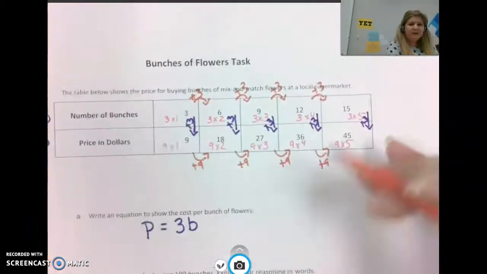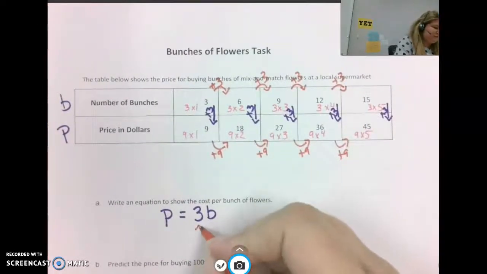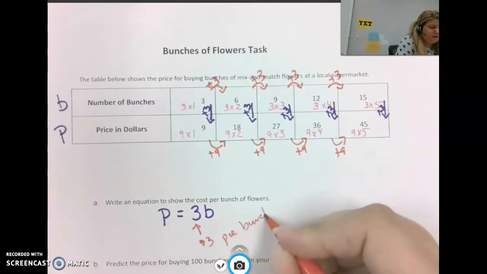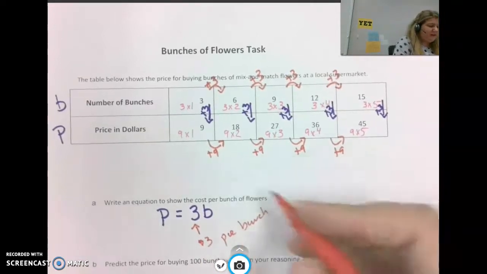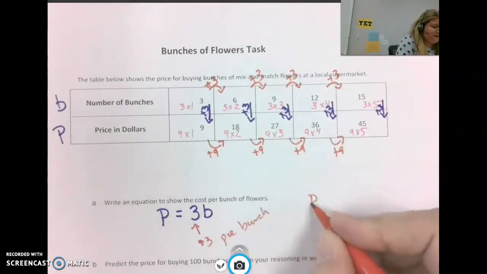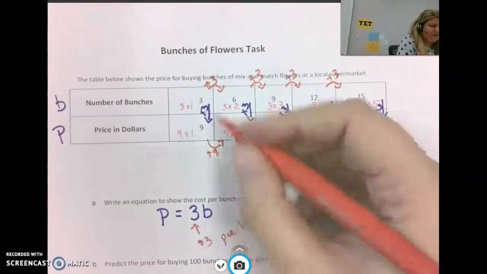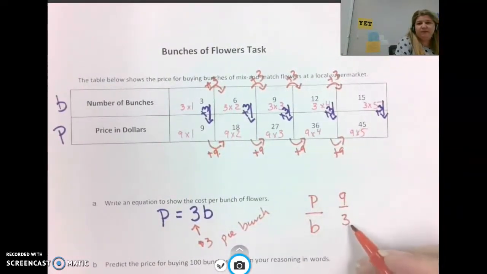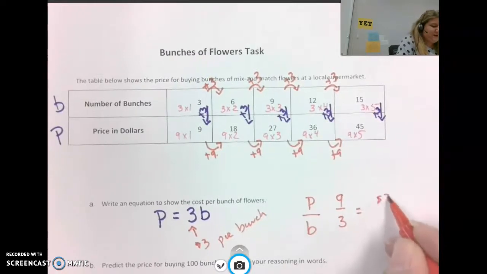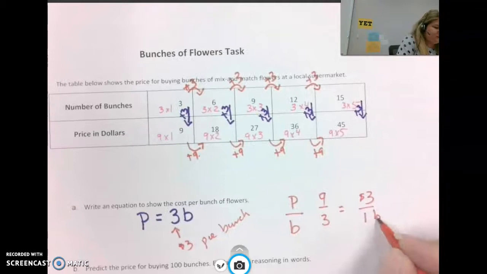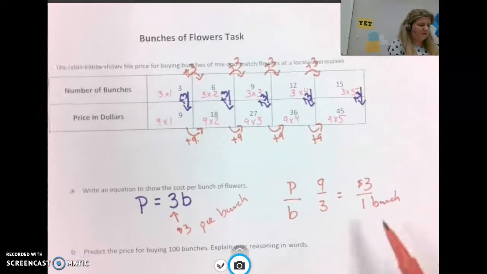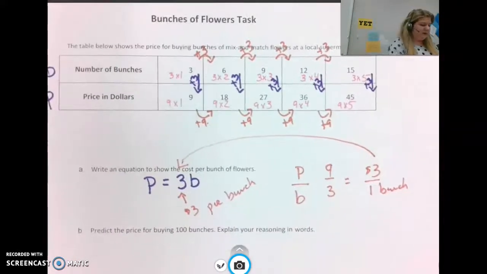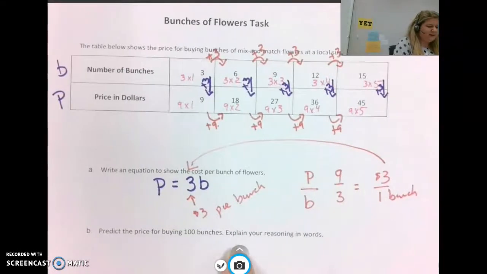And if I look at that and I'm looking for this unit rate that I found, this $3 per bunch, then it would be the price, the 9, divided by the bunch, 9 divided by 3, that change in price divided by the change in bunch, gives me $3 for one bunch, or $3 a bunch. And that's my unit rate, which is also here in my equation. So, predict the price for buying 100 bunches.